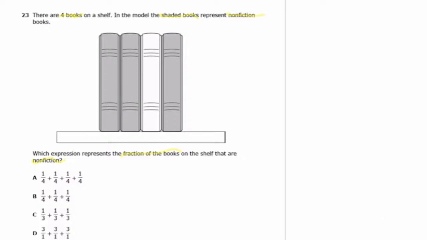So let's think about how we need to do this. What we can do here is see what fraction of the total each shaded book is, and if we add up all of the fractions, we will get the total fraction of the books that are nonfiction, since shaded books are nonfiction. The easiest way to do that is, first, on each book, let's label how much of the total each shaded book is, since we only need to know the fraction that are nonfiction.